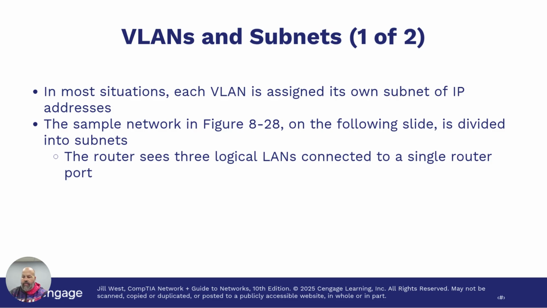Each VLAN subnet combination acts like a separate network, each with its own IP address range and its own broadcast domain. It's like having three different office buildings all sharing the same driveway. They're separate spaces, but they share one connection to the street, the router interface.